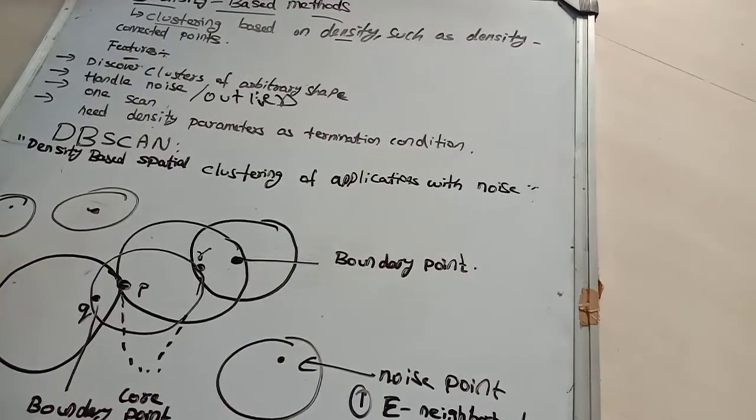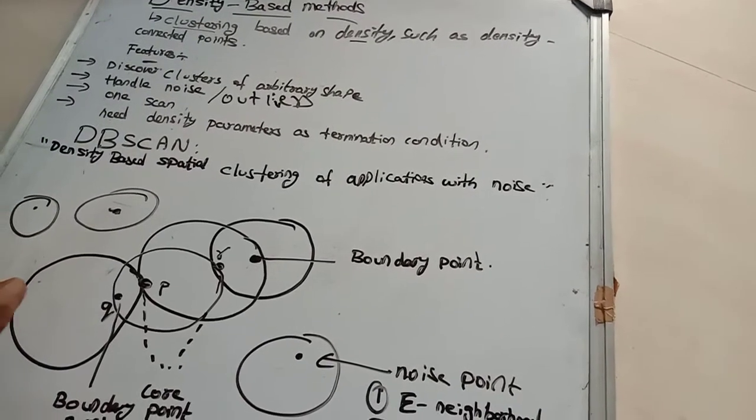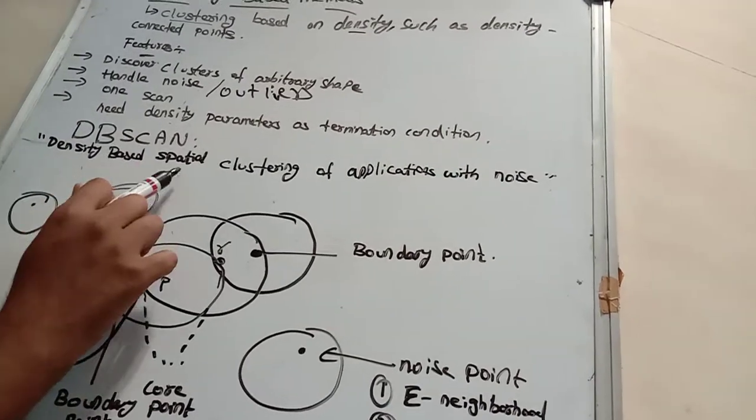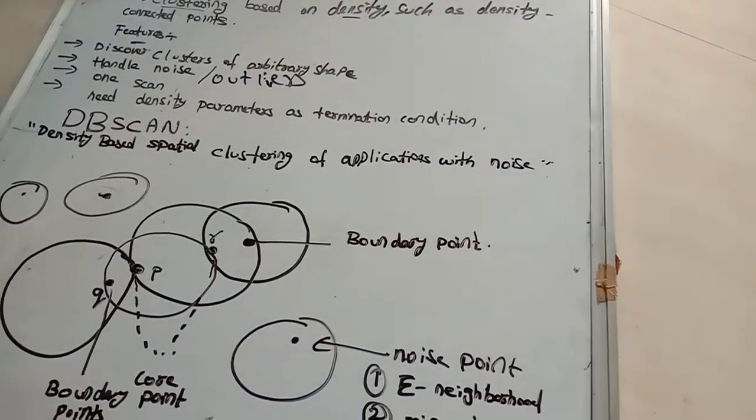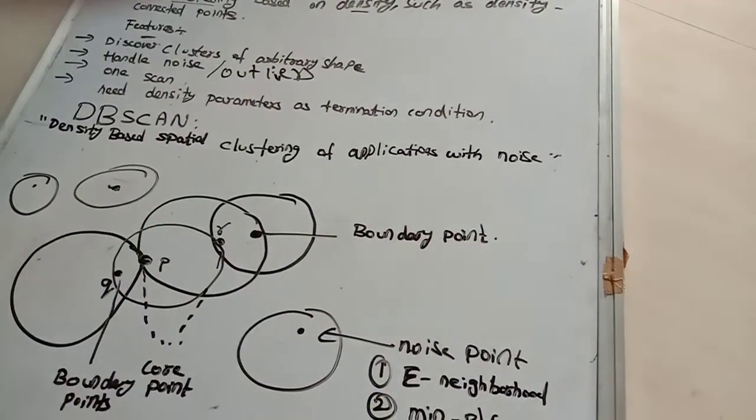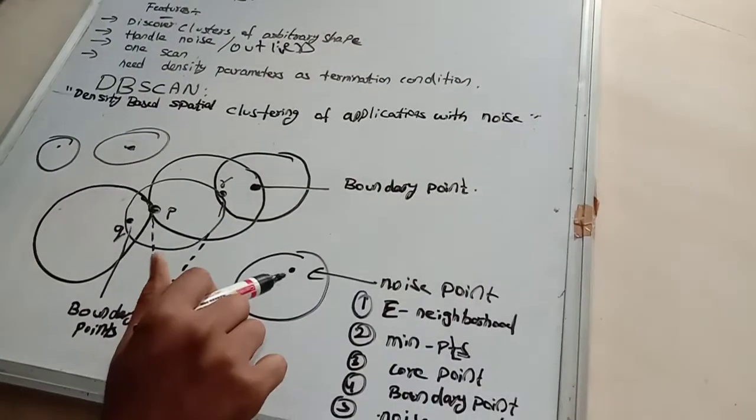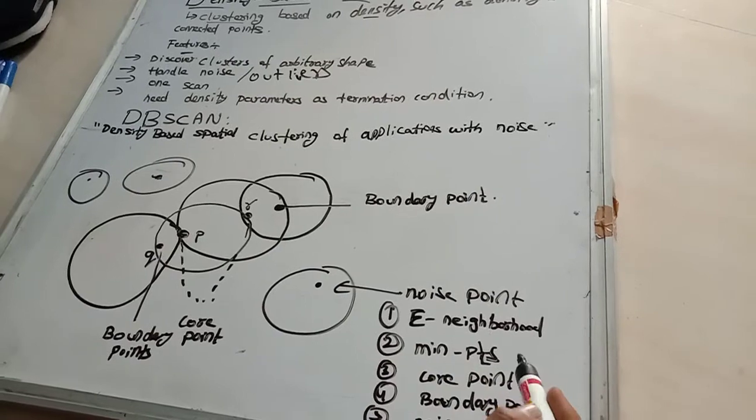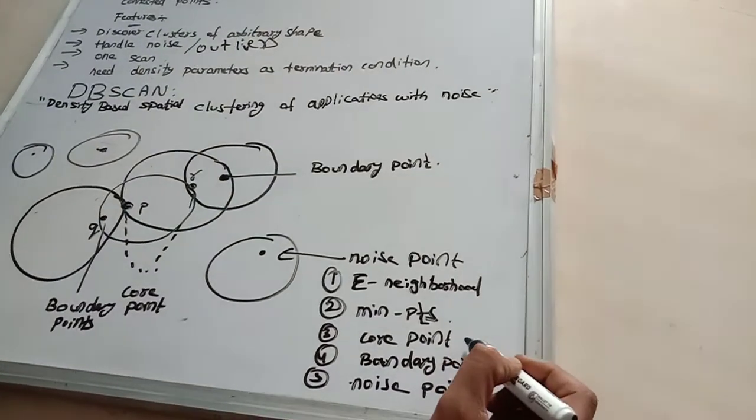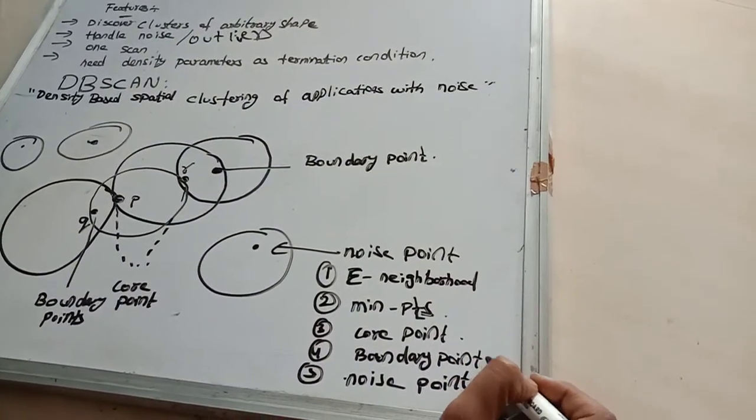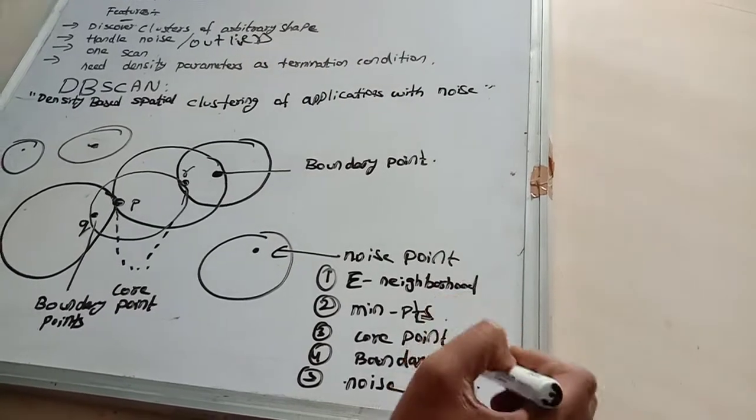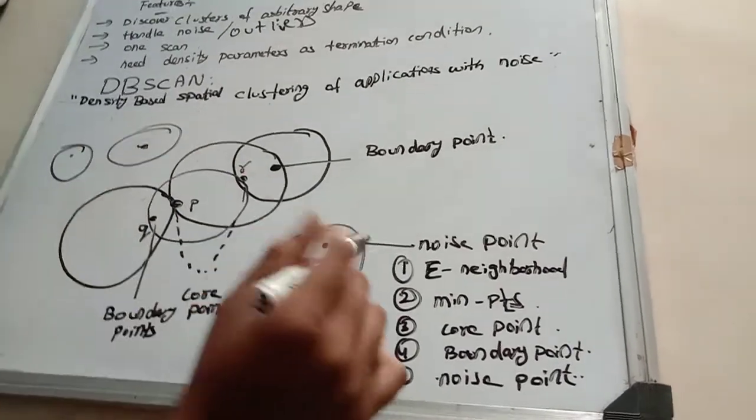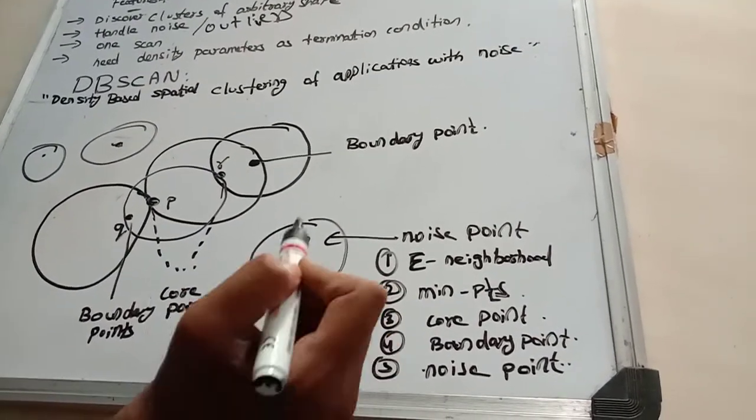One popular method which is used in this density based approach is called DBSCAN. DBSCAN is nothing but density based spatial clustering of applications with noise. We will try to understand this concept today. There are basically 5 important terminologies which we need to understand before going to this concept. One is epsilon neighborhood, next is minimum points, next is core point, next is boundary point, and next is noise point. These are the 5 important terminologies we need to understand.